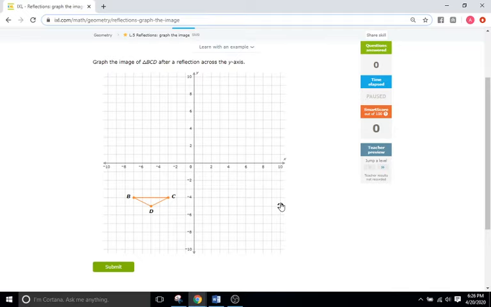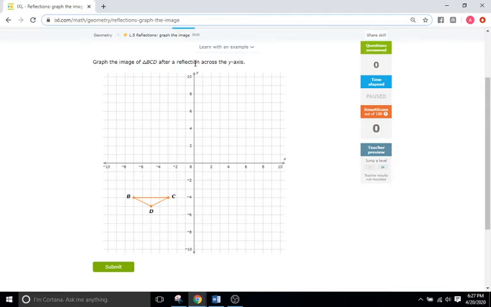So for these problems, we're going to be given a graph, as you can see here. Okay, and then they're going to give us a shape on the graph. And in problem number 1, we see here we have a triangle with points B, C, and D. And the instructions here say that we're going to graph the image of triangle BCD. So our first triangle is our pre-image. Our reflected triangle is going to be our image, right? So graph the image of triangle BCD after a reflection across the y-axis.